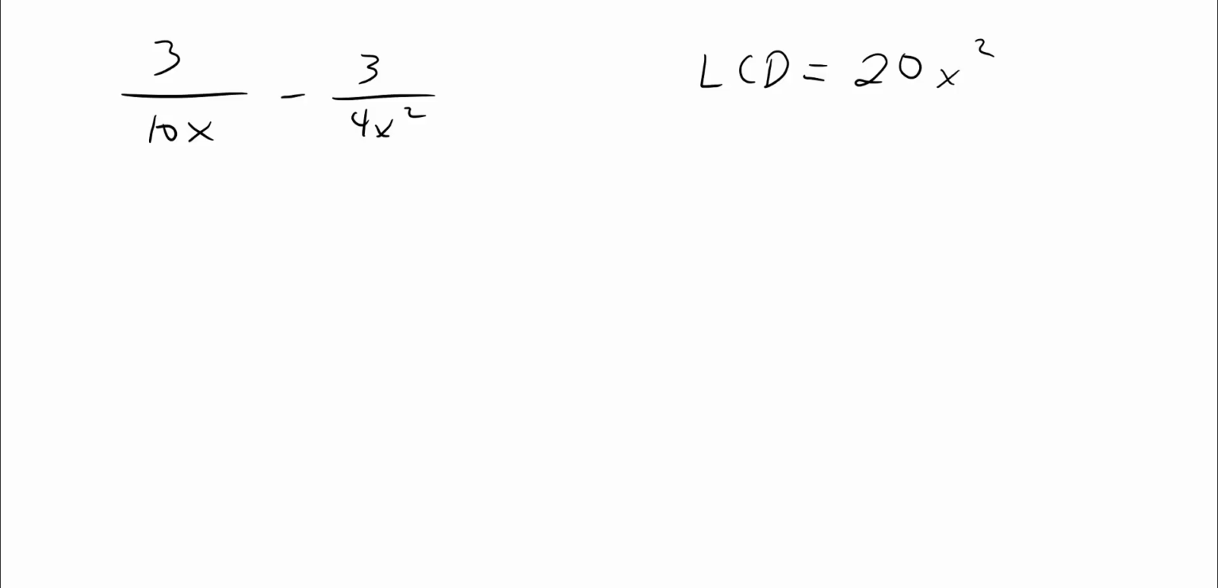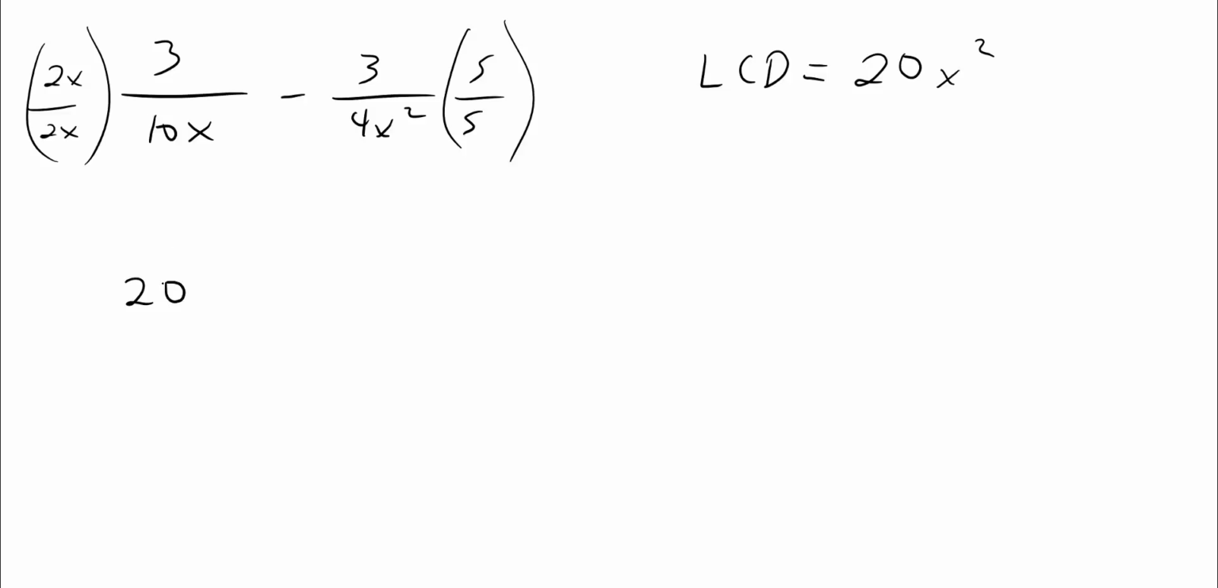Okay, so what do you multiply this one by? Now we have to get that denominator to 20x squared, so we're going to multiply it by 2x over 2x. Okay, cool. And what about this one? Well, it's already got an x squared, so it's just 5 over 5. All right, that's cool. So there we go. We know our denominator is going to be 20x squared.